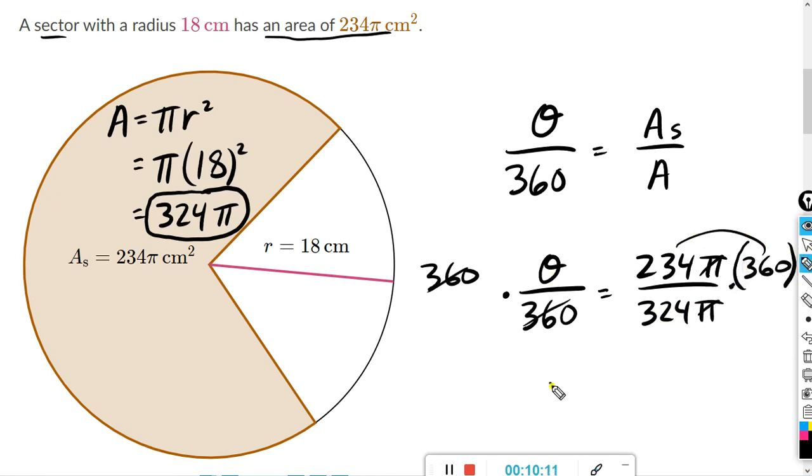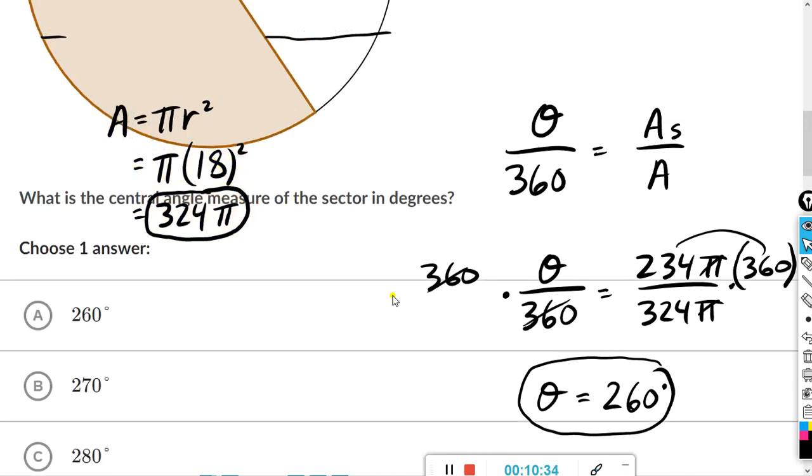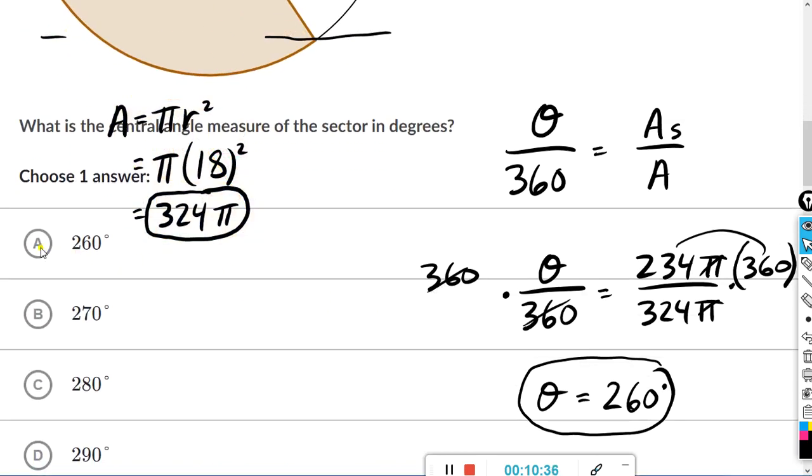So the angle theta equals 260, and that's in degrees. All right, so once I canceled the pi's, I did 234 times 360 divided by 324, and it worked out. Usually the ones with degrees will work out to an even number. It probably won't be a fraction. So that is answer A.